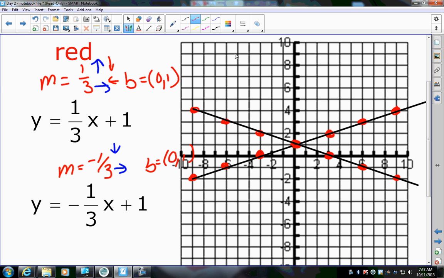Now, what is the same? Out of these two lines, they have the same y-intercept. But like I stated the last time, this has the same steepness. They are the same distance away from being a horizontal line. The only thing that's different is the direction of those lines.